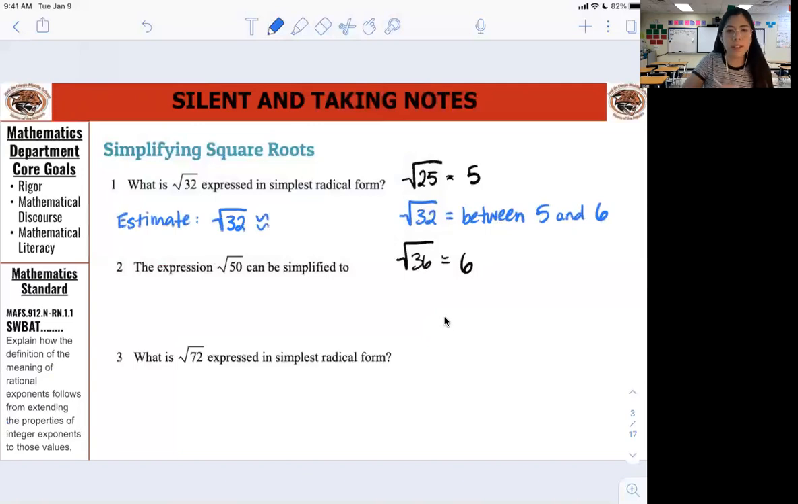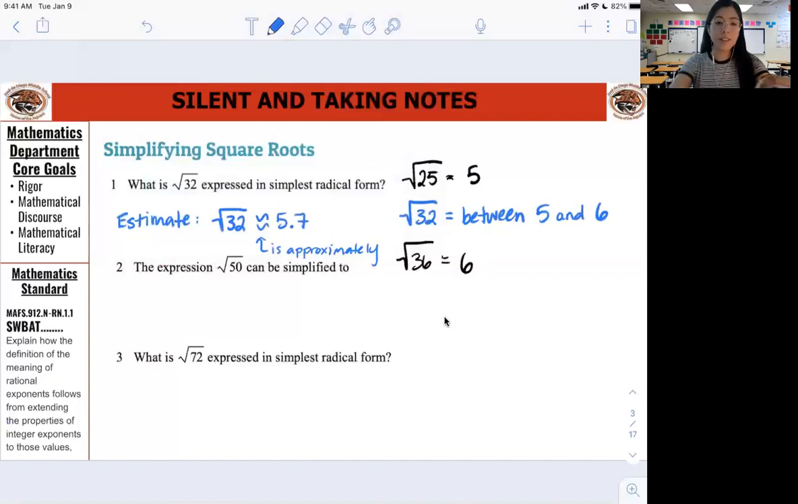Here's a symbol. Does anyone know what that symbol means? It means approximately. It's between 5 and 6, a little bit closer to 6. So what is a good estimate for that value? 5.7. Yeah, I agree. I think that's a very good estimate. 5.75. Those are all good guesses.